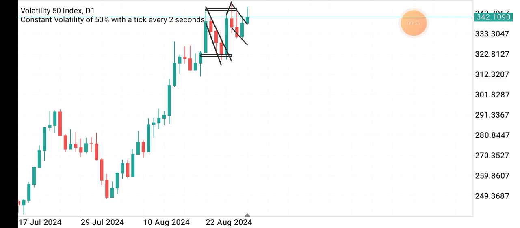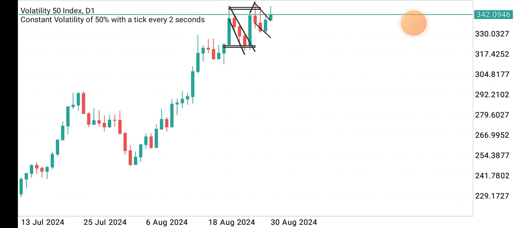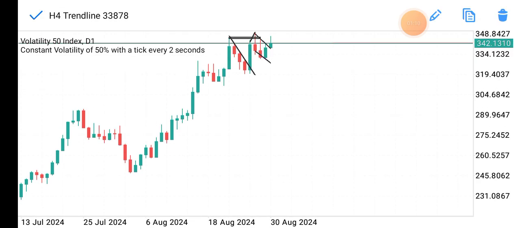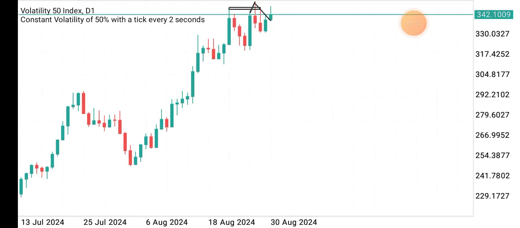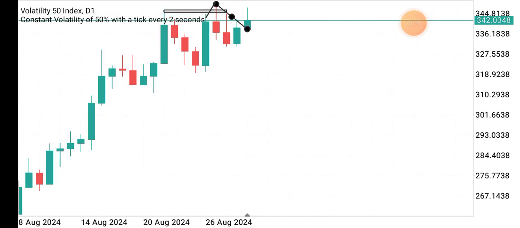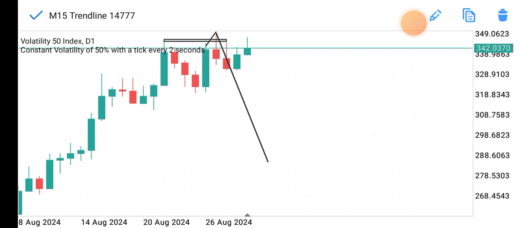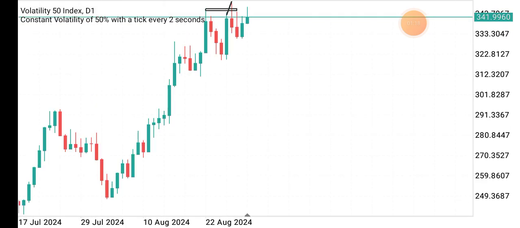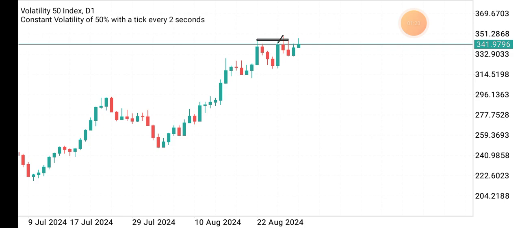Usually when I want to start my analysis, I go to a higher time frame. As you can see, this is a daily time frame. The market is bullish, and let me take off these lines so that you can see the chart more clearly. This is a daily time frame, and the market has been buying and buying. Then it starts giving us what we are seeing right here.